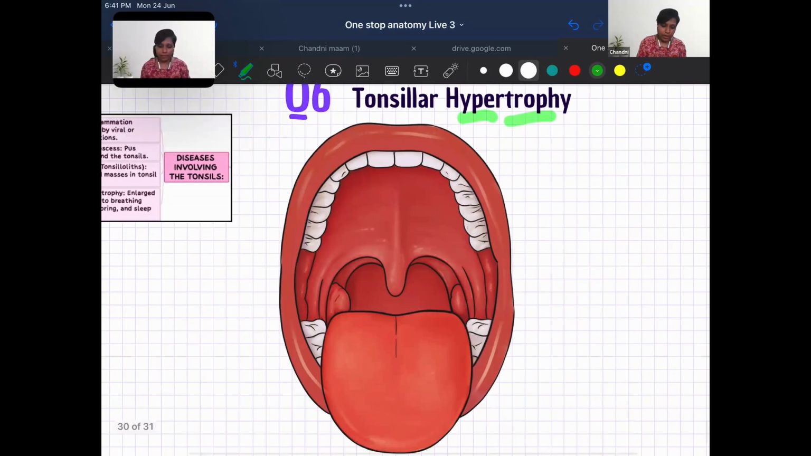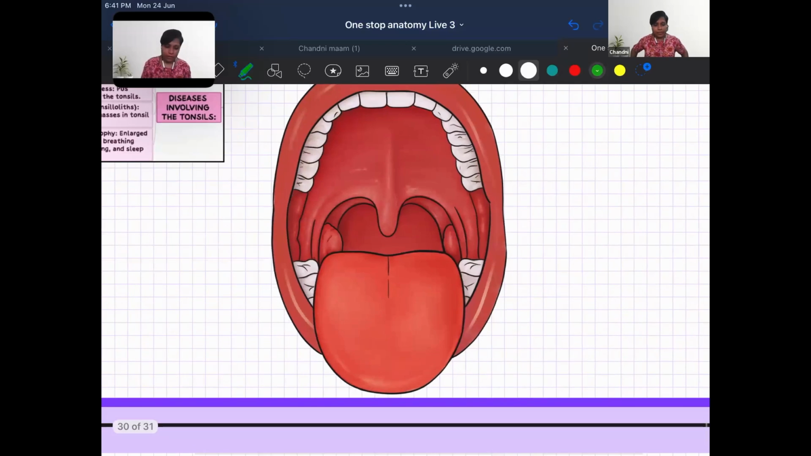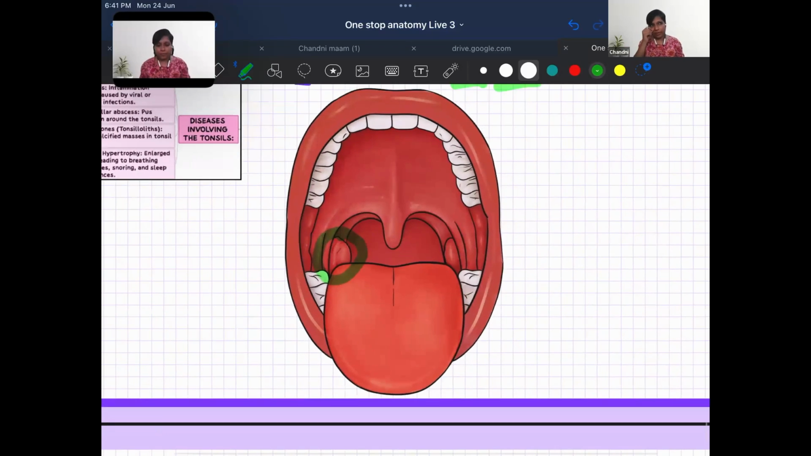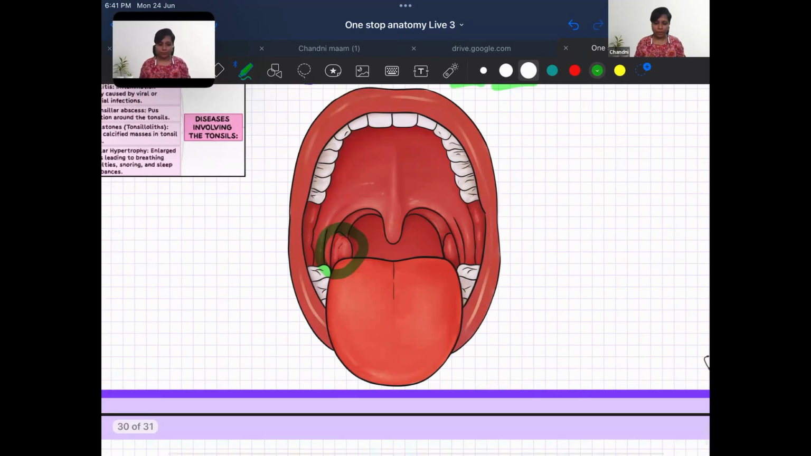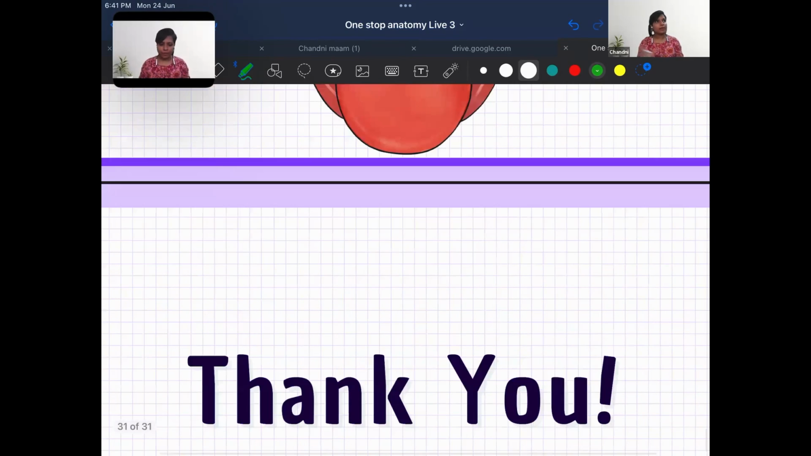So, tonsillar hypertrophy. I remember my PG teacher asking, "What is the size of the tonsil?" And then she told us to always remember that you can't actually quantify the size of the tonsil, because a lot of factors affect the size of the tonsil, and not everything is indicative of abnormality. So in general, you could say that it's like an almond size, but you can't really.